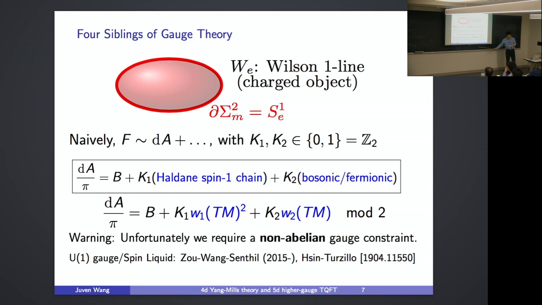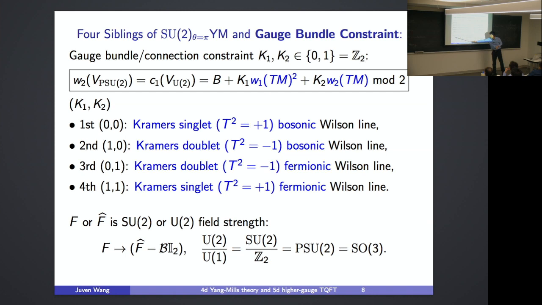We should promote, for example, the SU2 field strength to U2 and subject to a bundle constraint like this. So the idea is to treat the SU2 gauge theory as an SO3 gauge bundle, such that W2 of this bundle, PSU2 is SO3, is subject to this constraint. And C1 is the first Chern class for the principal U2 bundle. And this will be a constraint from the background B field for the 1-form Z2 symmetry, and W1(T) squared as time reversal probe, as a quantum statistics probe of fermion or boson. So this gives rise to a full family.